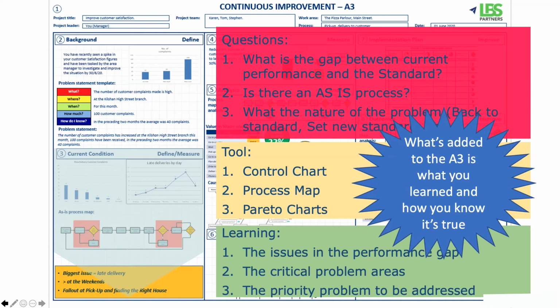Just remember that the A3 is a living document to help you become a master problem solver. As such, it may need to be revised. Where this is necessary, it should be done with the help of your mentor and with the permission of your sponsor. I wish you all the best in your implementation of A3. Thank you very much.